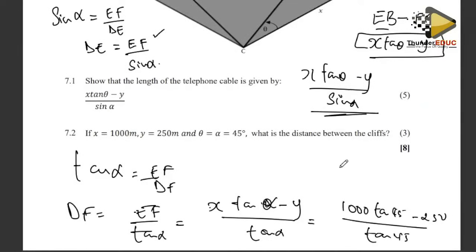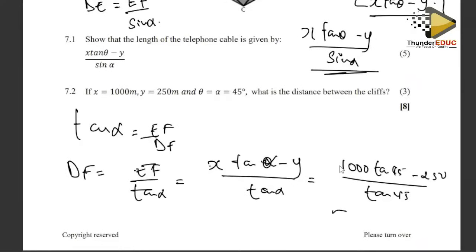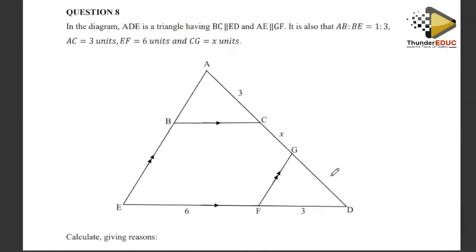So this gives me 750 millimeters. Okay, so that is what we would have done with that. Question number 8, which is the Euclidean.